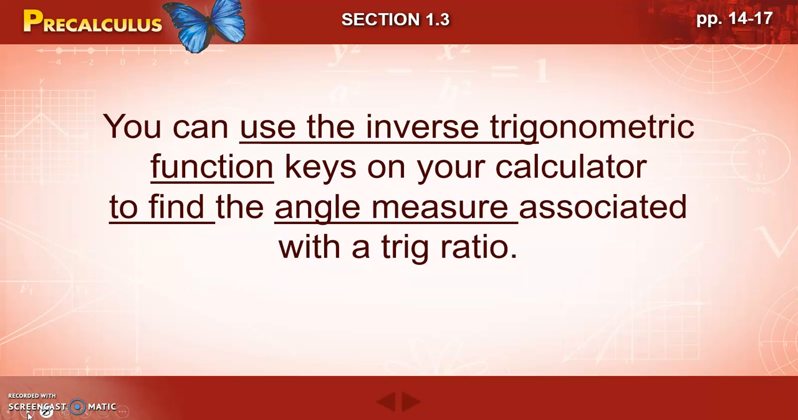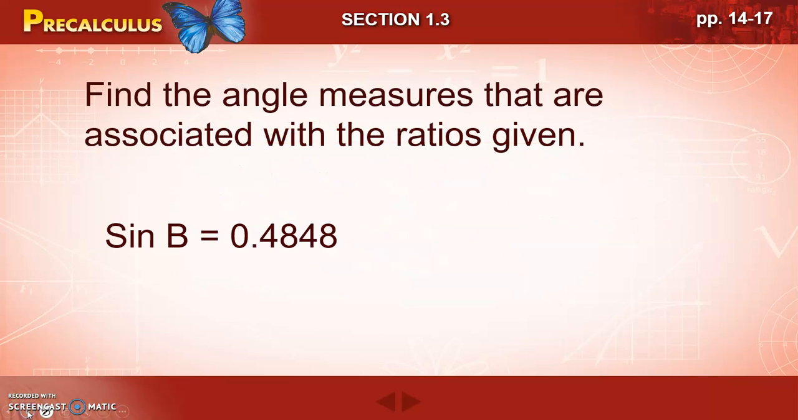We can also use that inverse button to find the angle when we're told what the ratio is. We can use the inverse trig function keys to find the angle associated with the given ratio. So let's take this example. The sine of an angle, the sine of B, whatever that angle is, we'll draw theta there, is 0.4848. So here we're given the ratio and not told what the angle is. How do we go about solving that?